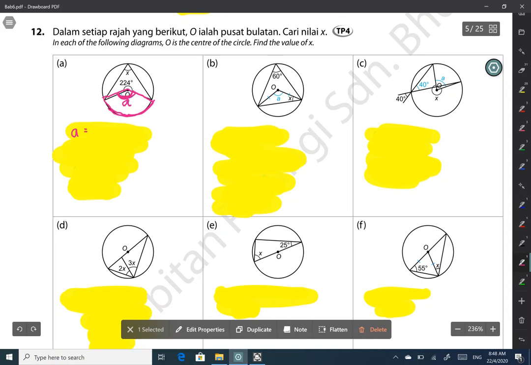360，我怎样可以拿到这一个A？因为这个角度才是跟这一个角度是从同一个 arc 的，对不对？所以呢，我怎样可以拿到A呢？在一个圆圈里面，我们的角度是360， so A is 360 minus 224， so I get 136， so X is half of the anchor at the center. X 就是中间点的角度一半. So 136 divided by 2. So I get 68.